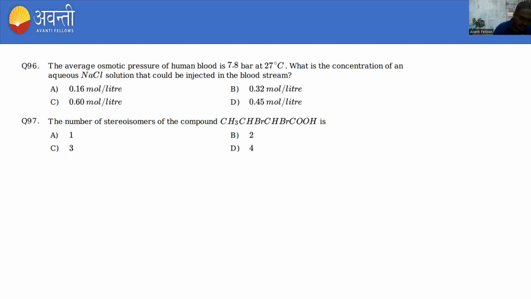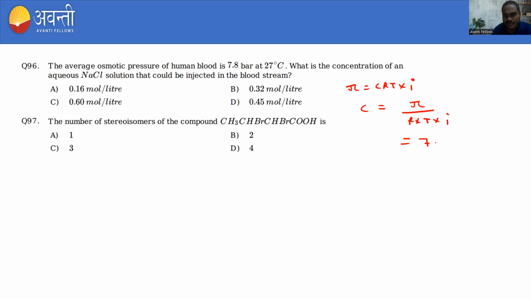Okay. The next question is question number 96. The average osmotic pressure of human blood is 7.8 bar at 27 degrees Celsius. What is the concentration of an aqueous NaCl solution that could be injected into the bloodstream? So we all know that the osmotic pressure, pi, is equal to CRT into i. Now you need to calculate the concentration. So this concentration comes out to be pi upon RT into i.